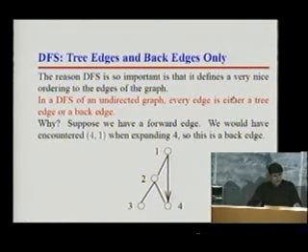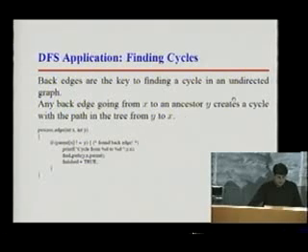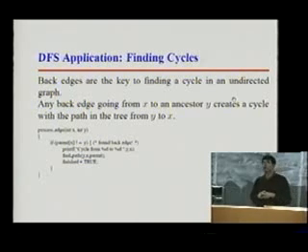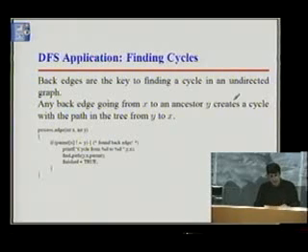So as we said here, the critical point in depth-first search, if I have an undirected graph, is that every edge is either a tree edge or a back edge. Questions? So what can we do with depth-first search? One reasonably common problem is, suppose I give you a graph that is not a tree. How do you find a cycle in that graph? Okay? Here we have a graph.